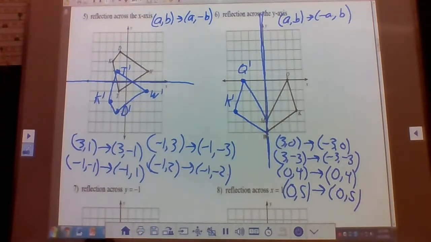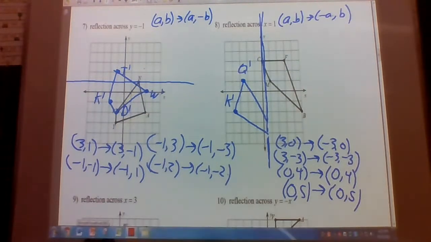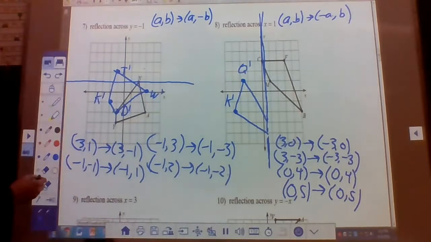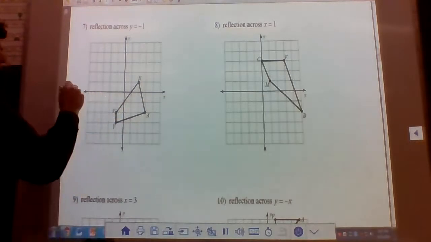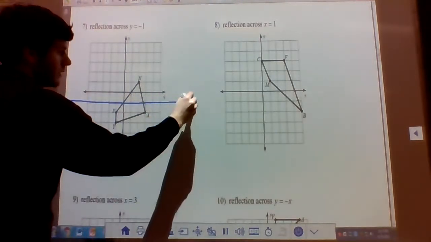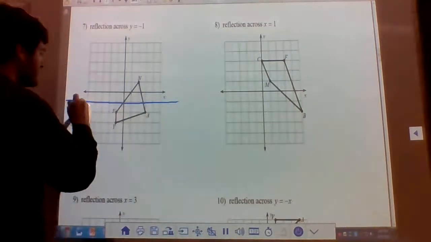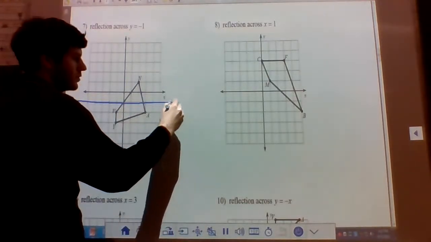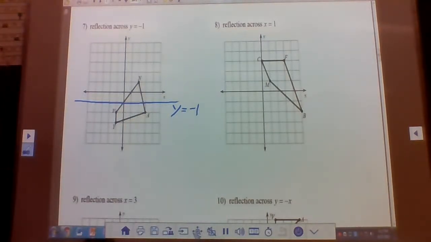Okay. 7 and 8. We want to reflect across the line y equals negative 1. So we want to draw in the line y equals negative 1. So y equals negative 1. It's going to be a horizontal line right here. Right, so it doesn't matter what the x value is. The y value is always going to be negative 1. So this we don't have a formula for, so we just have to count points.